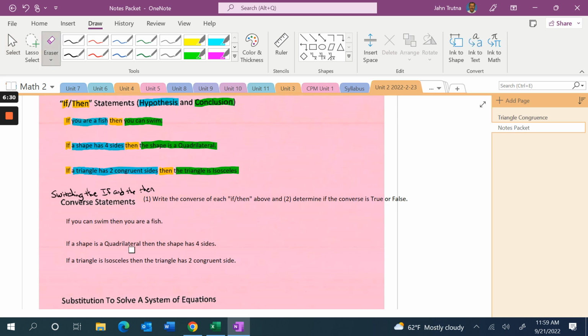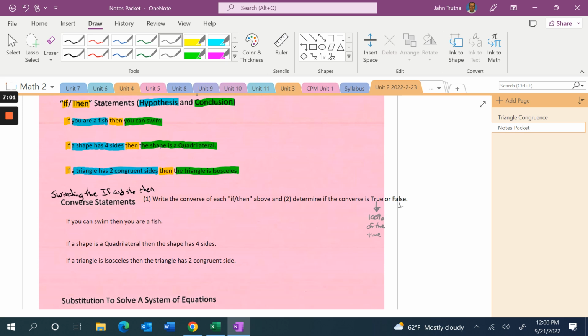Now, let's go through each sentence one by one, and determine if the converse is true or false. Okay? If you say that it's true, what you're saying is that it's true 100% of the time. In other words, there does not exist an instance or an example that would contradict the sentence right here.